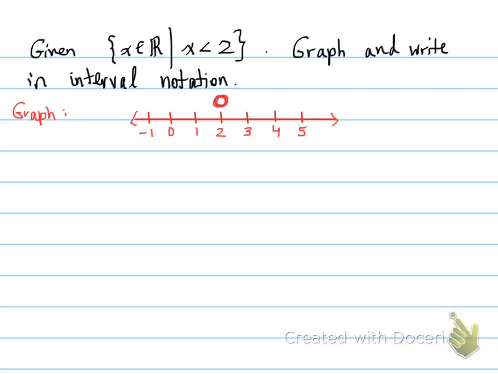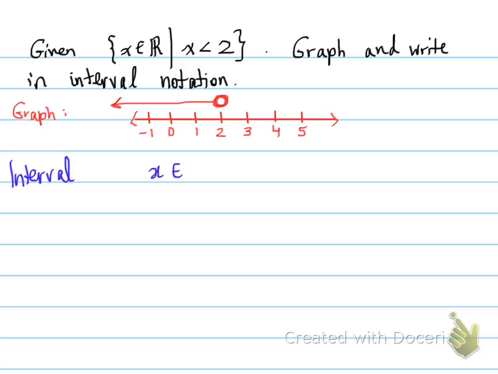And now on 2, we want an open circle because we're not including the 2, we're talking about less than 2. So 2 and all the numbers less than 2. All right, and that is our graph.